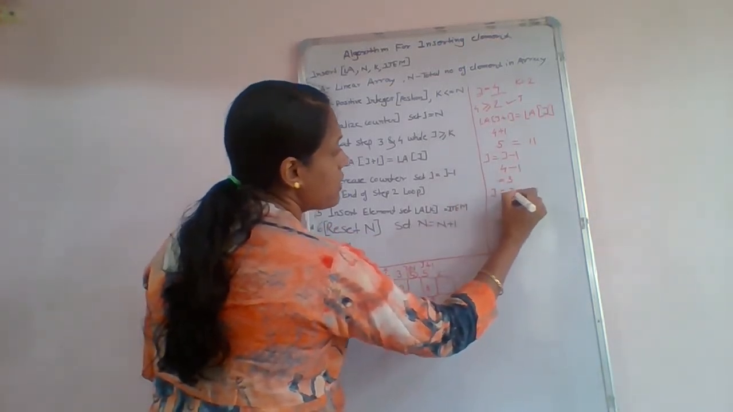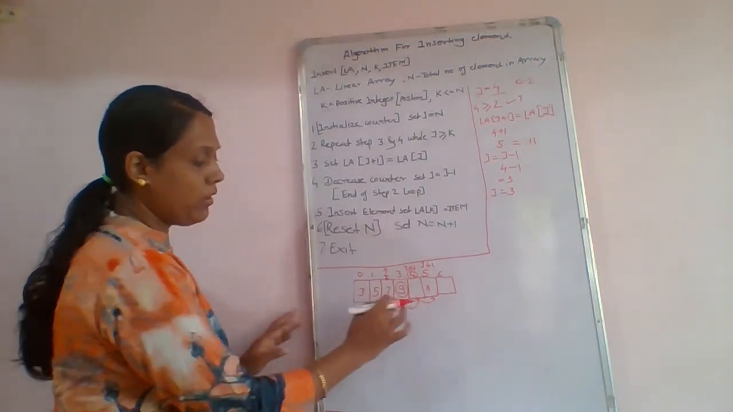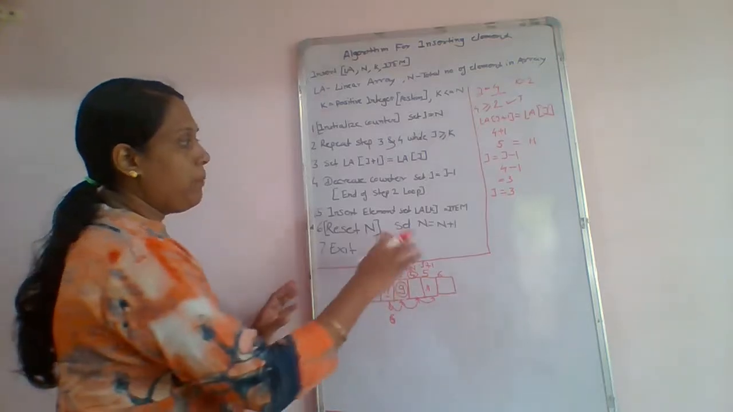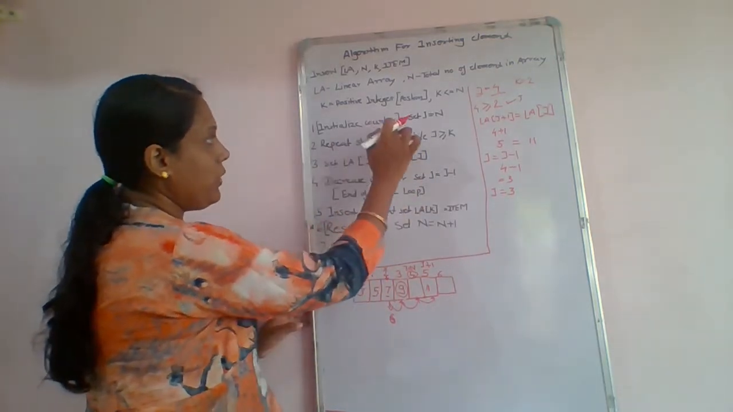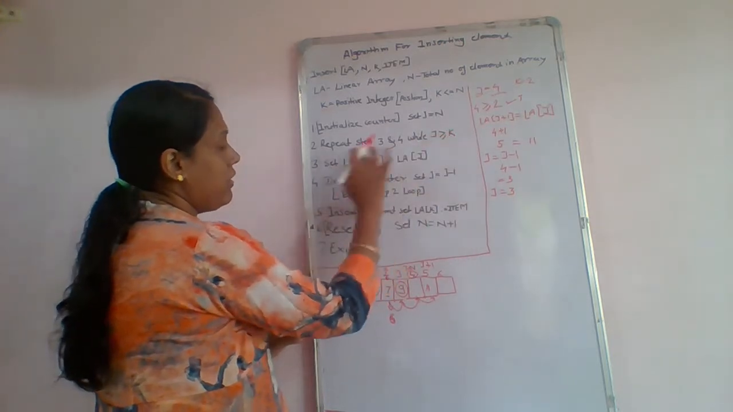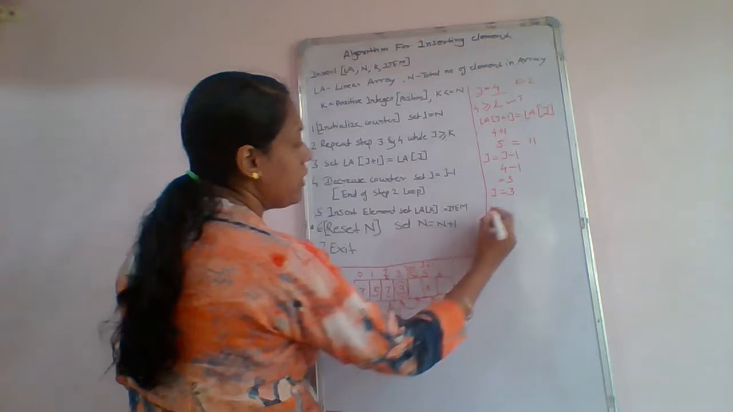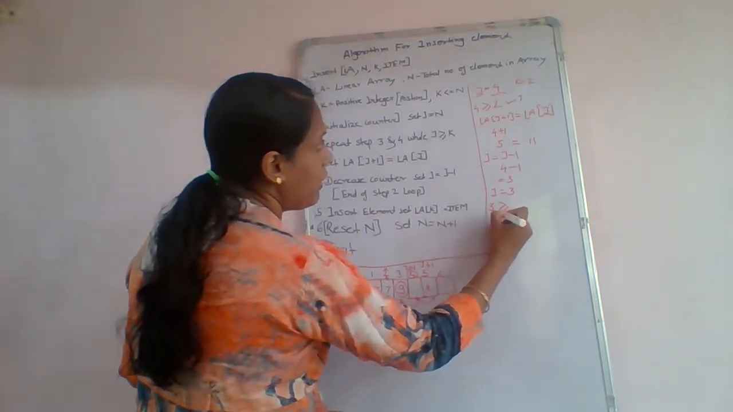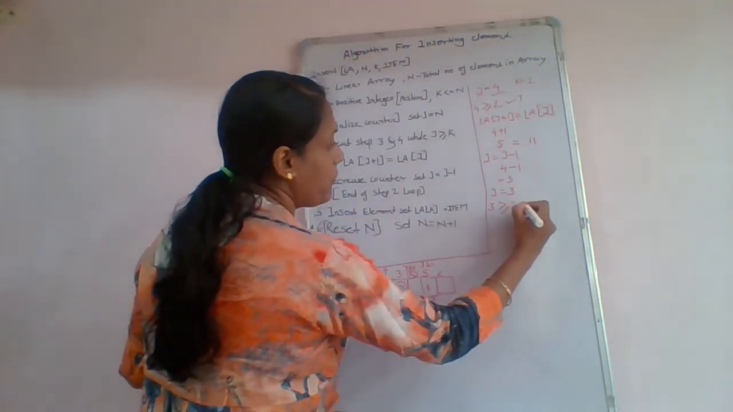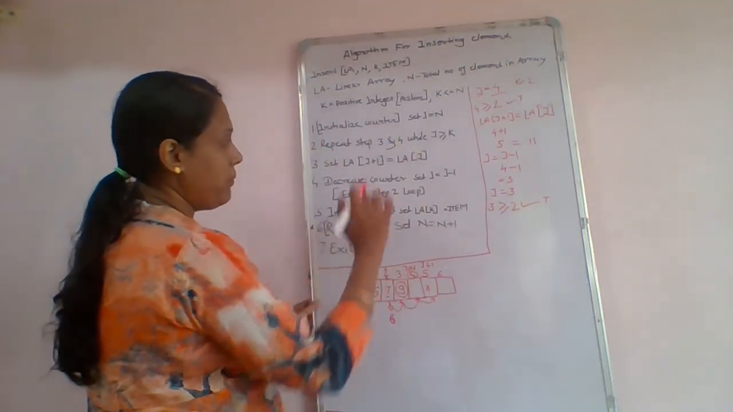So j becomes 3. So we are coming here, and now we are working on this element. Perform the same procedure. Again go here, check step 2: j is greater than or equal to k. 3 is greater than or equal to, what is our k? 2. The condition is true. Go to the next step.